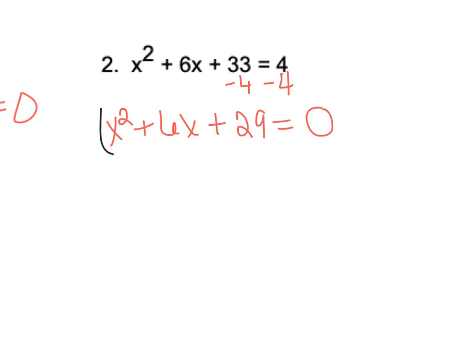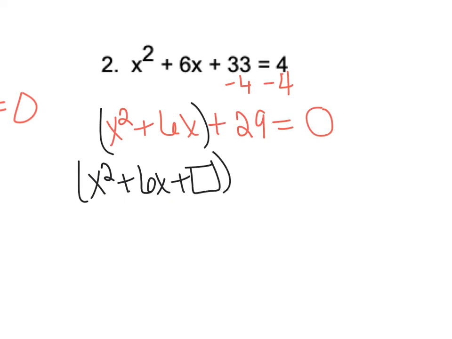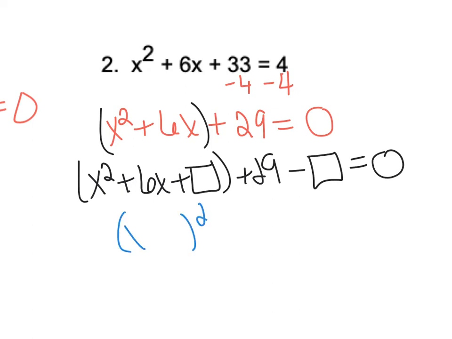I'm going to group our x's. So I have x squared plus 6x. Inside of my parentheses, I'm going to add something, plus 29, and I'm going to subtract that same something, equals 0. And make my perfect square here. Remember, what goes in the parentheses is half of b. 6 divided by 2 is 3. And then I square 3 and I get 9, so I'm going to add 9, and I am also going to subtract 9.